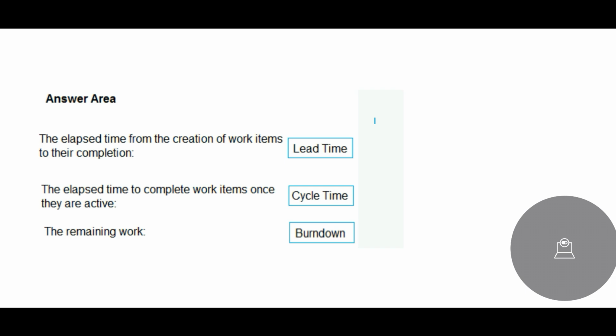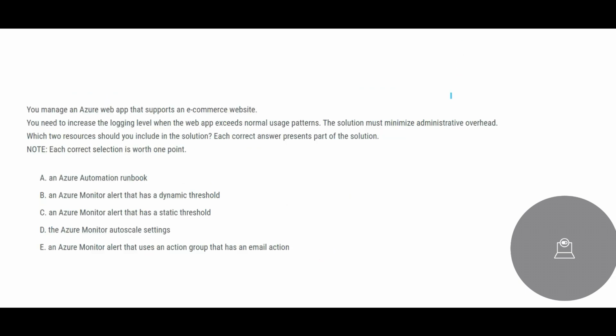So this is my answer. I've explained what is lead time, cycle time, burn down. The elapsed time from the creation of work items, that is lead time, the elapsed time to complete the work item, cycle time, and the remaining work is burn down. Okay, so let us look at some more questions.